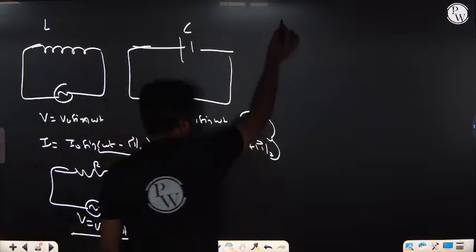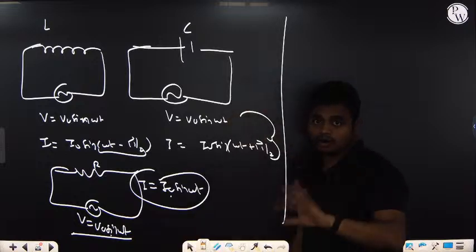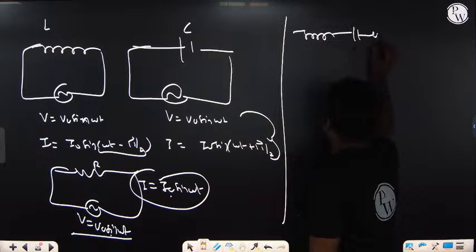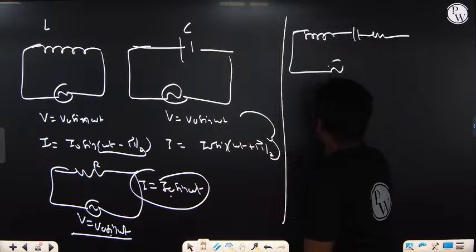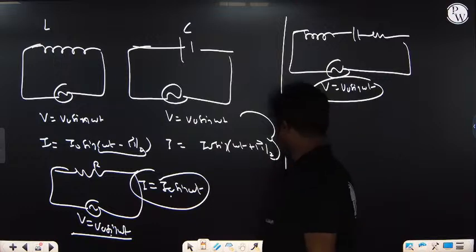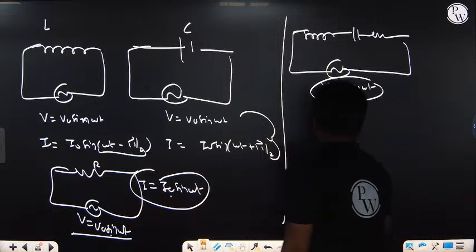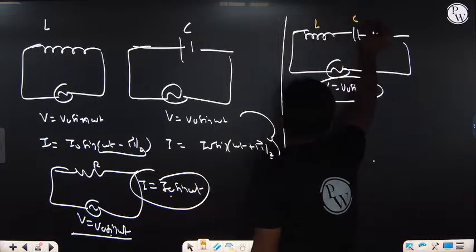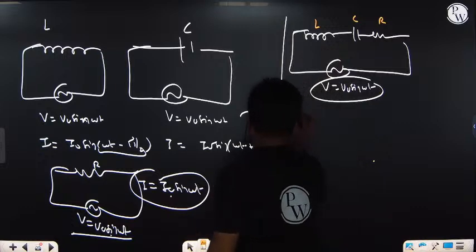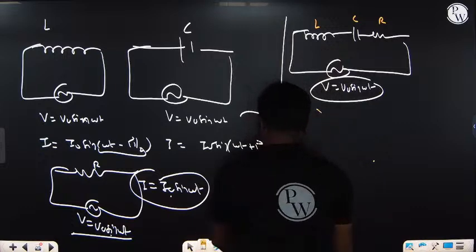In other cases, if we have all three elements, that is L, C, and resistance, connected like this, and the voltage is given by V0 sin ωt. So this one is L, this one is C, and this one is R. It depends on the values of XL and XC. What is XL? XL is given as ω multiplied by L.